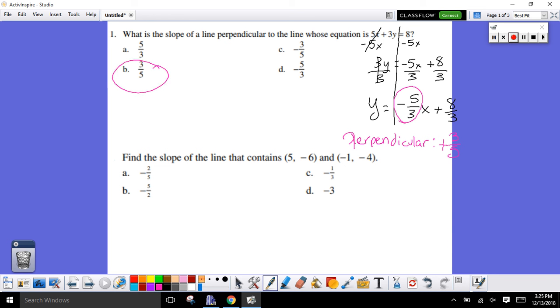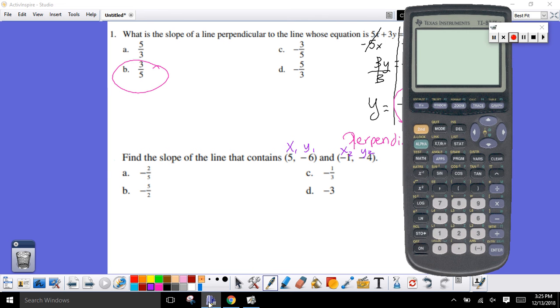Okay, the next problem says find the slope of the line that contains these points: 5, negative 6, and negative 1, negative 4. So when they give you 2 points, if we do not remember our slope formula, I can use my calculator. Remember that every point has one x, one y. So this point would be x2, y2. If I don't remember, all I'm going to do is go to my calculator.